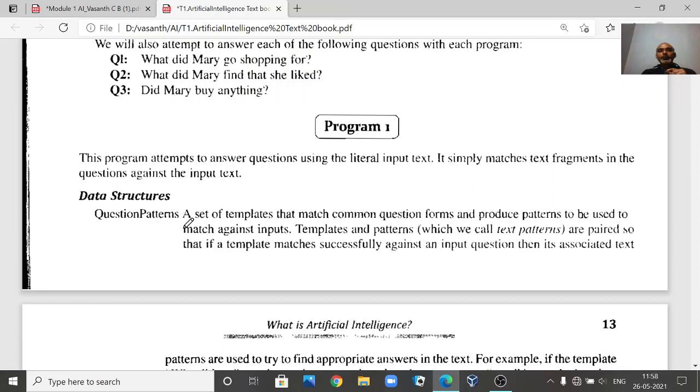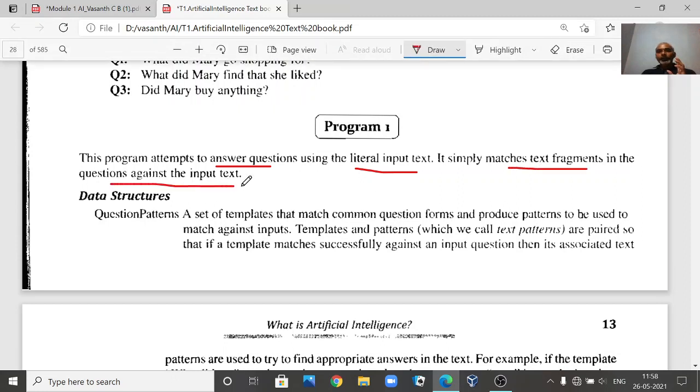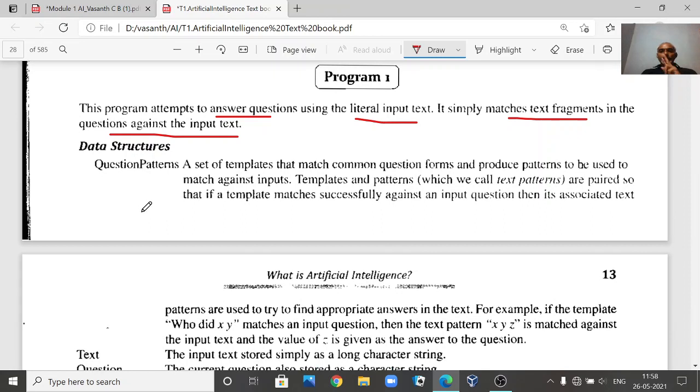Now what are the data structures we are going to implement here? What this program does is attempt to answer the question using the literal input text. It simply matches the text fragments in the question against the input text, right? This is what we did just now. Now what are the data structures we are going to use? Here we are going to use two important data structures. The first one is called the question pattern.